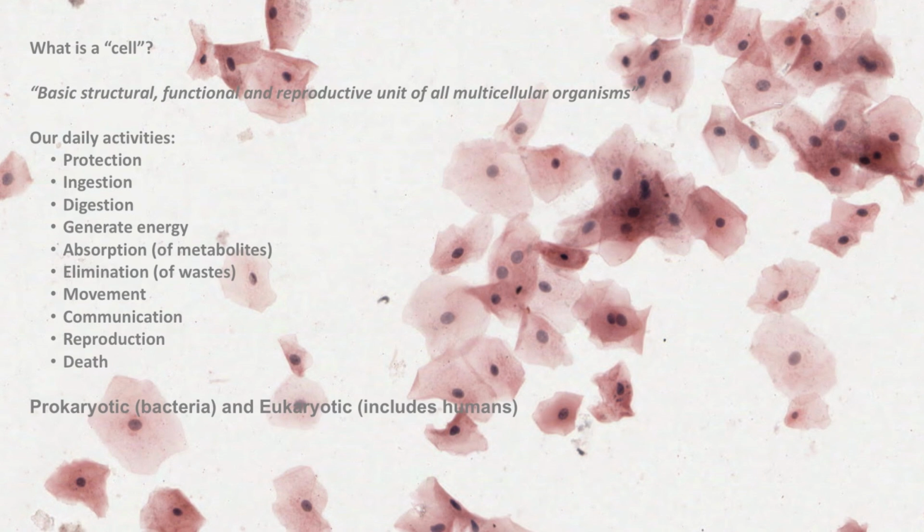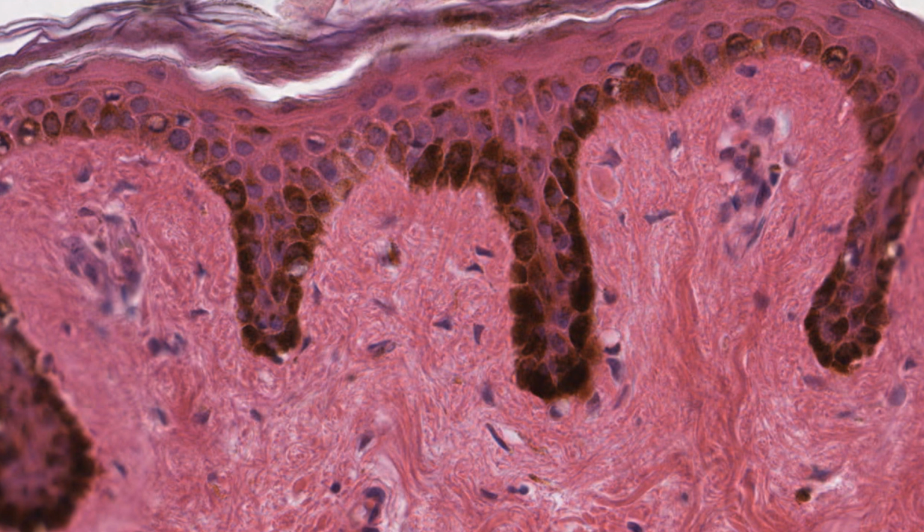We have cells in our body that protect us. For instance, the skin is the cellular lining that protects us from the external environment. It waterproofs our body and protects it from excessive ultraviolet light.